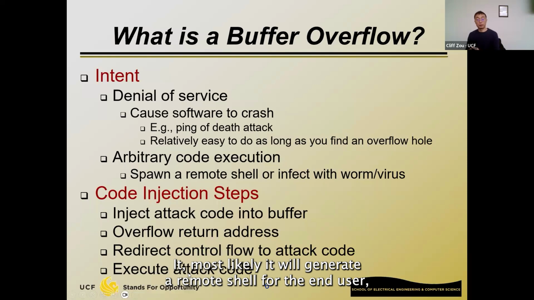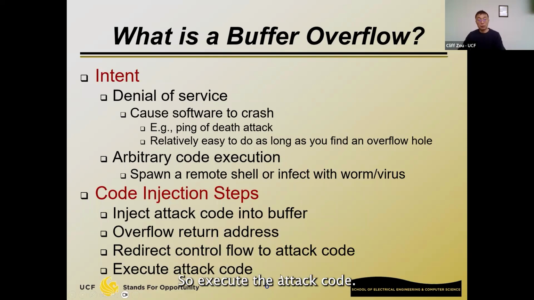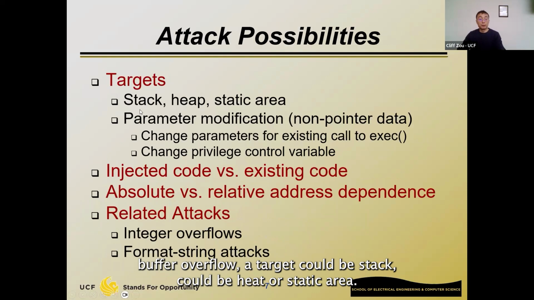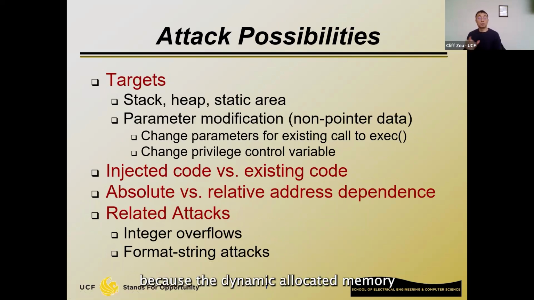Then most likely it will generate a remote shell for the end user. But you can have some other attack code in that. So execute the attack code. The buffer overflow target could be the stack, the heap, or the static area. Heap overflow is the overflow of dynamically allocated memory, because dynamically allocated memory is allocated in the heap section. A statically allocated variable is in the stack memory section.